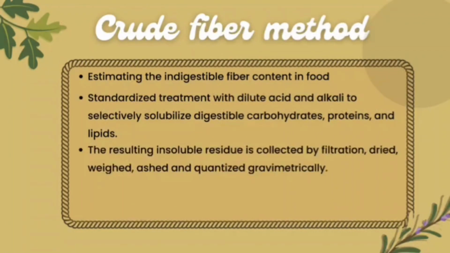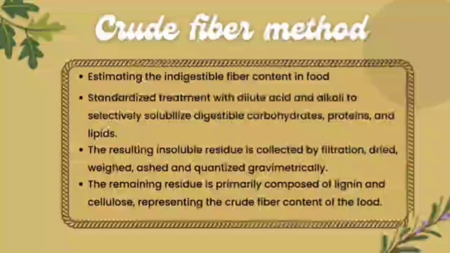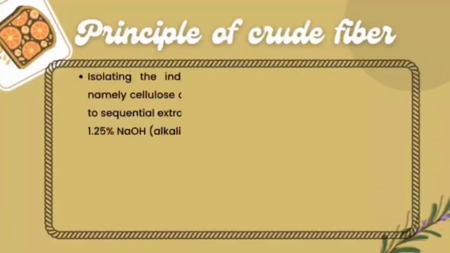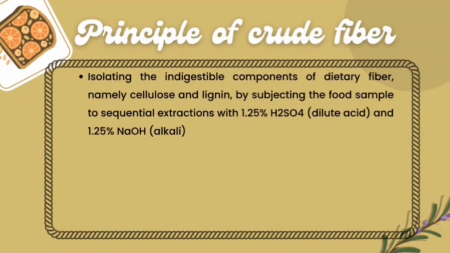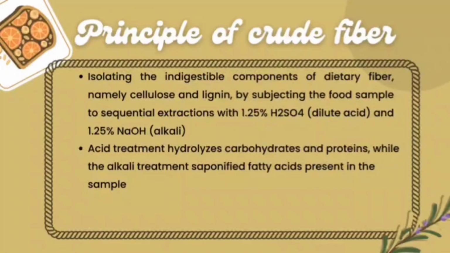The resulting insoluble residue is collected by filtration, dried, ashed, and quantified gravimetrically. The remaining residue is primarily composed of lignin and cellulose, representing the crude fiber content of the food. The crude fiber method primarily focuses on isolating the indigestible components of dietary fiber, namely cellulose and lignin, by subjecting the food sample to sequential extraction with 1.25% sulfuric acid, which is dilute acid, and 1.25% sodium hydroxide, which is alkali. The acid treatment hydrolyzes carbohydrates and proteins, while the alkali treatment saponifies fatty acids present in the sample.